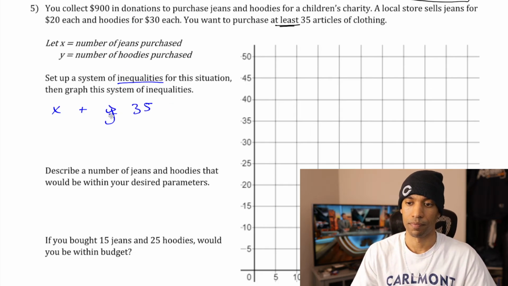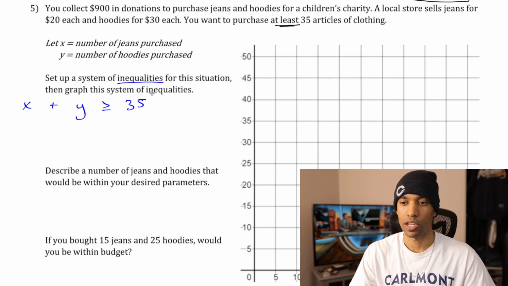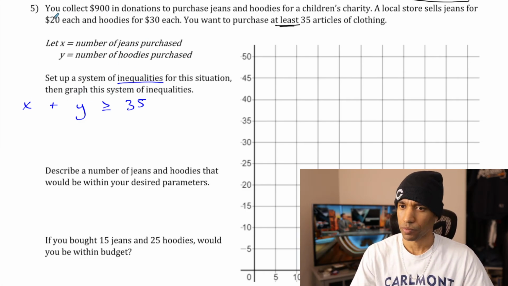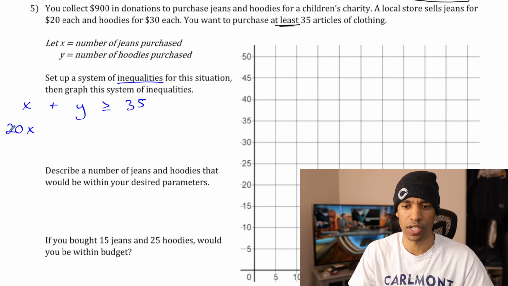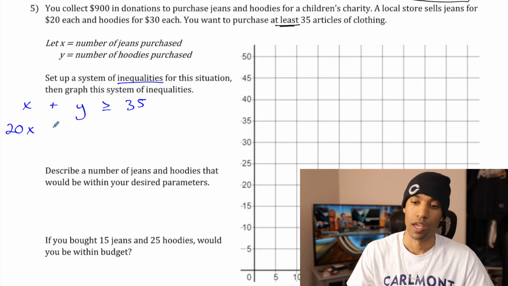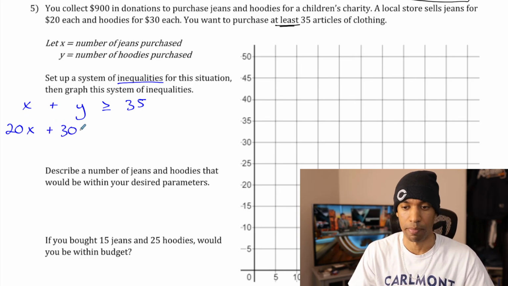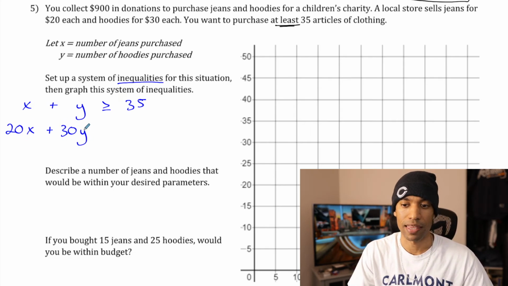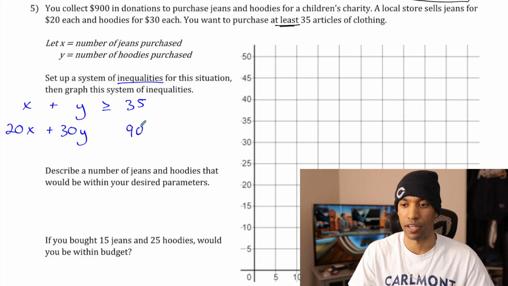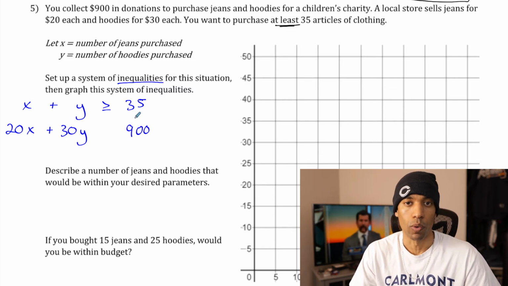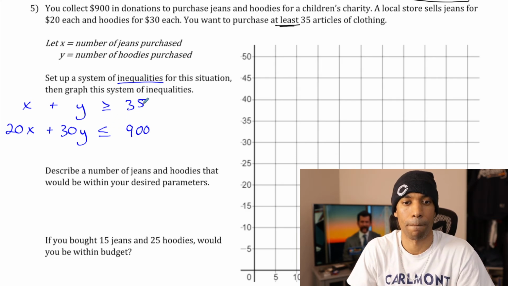That is one inequality. The second inequality has to do with how much we spend. You spend $20 per pair of jeans. You multiply that by the number of jeans you purchase. This is how much money you spent on jeans. You spend $30 per hoodie. You multiply that by the number of hoodies. That's how much money you spend on hoodies. When you combine these, this is how much money you've spent altogether. The amount of money we spent altogether may be $900, but it cannot exceed. We're going to allow less, so less than or equal to works out.